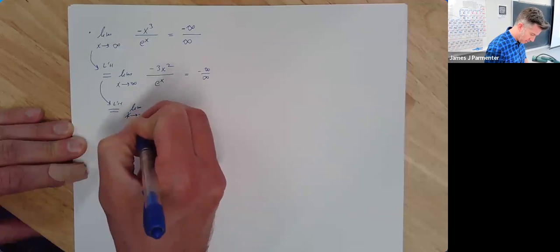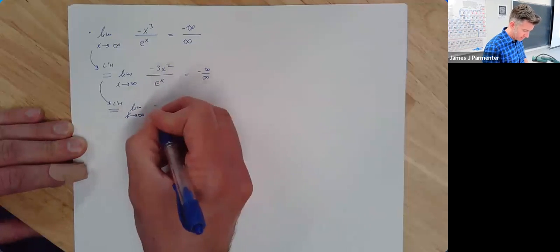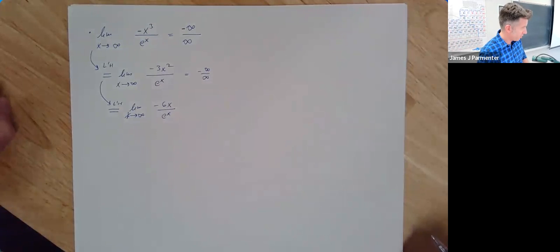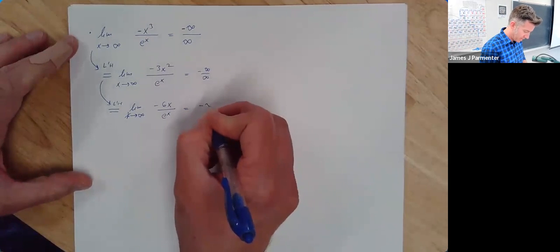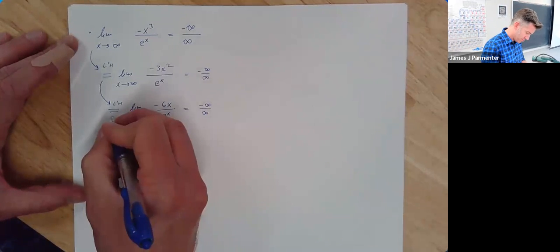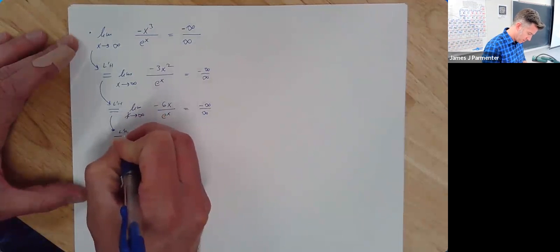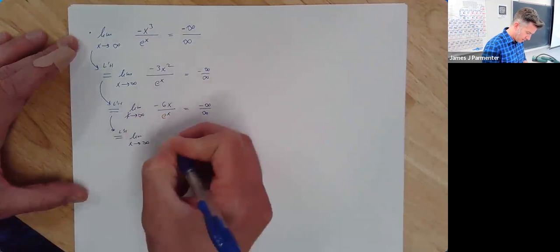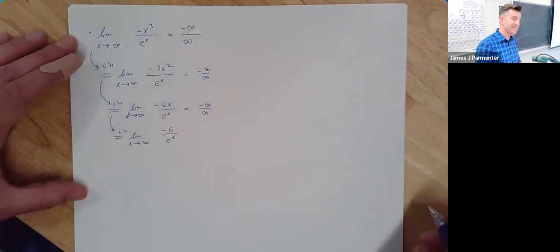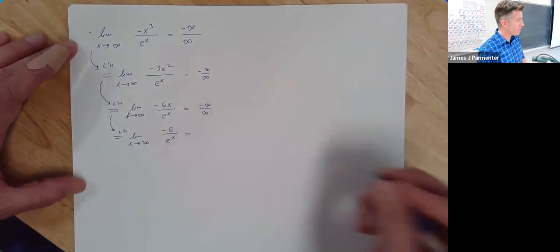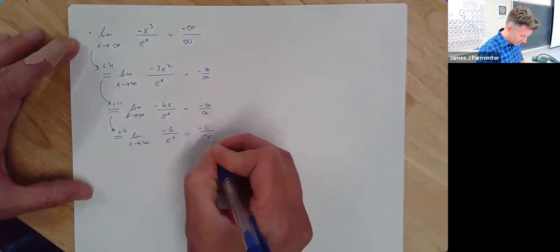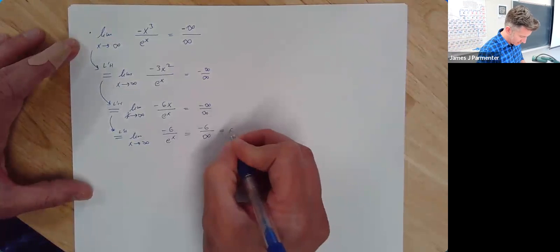the limit as x goes to infinity of the derivative of the top is negative 6x. The derivative of the bottom is still e to the x. And if I plug in infinity, that's still negative infinity over infinity. So I do it one more time, with the limit as x goes to infinity of negative 6 over e to the x, because the derivative of negative 6x is negative 6, and e to the x is still e to the x. And now we don't get infinity over infinity. By plugging in infinity, I get negative 6 on top and infinity on the bottom, and negative 6 over infinity goes to 0.